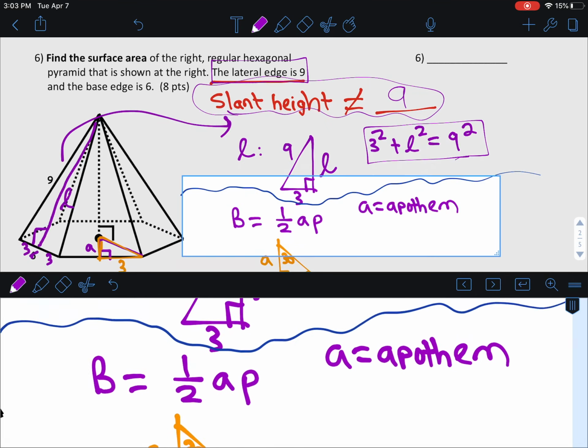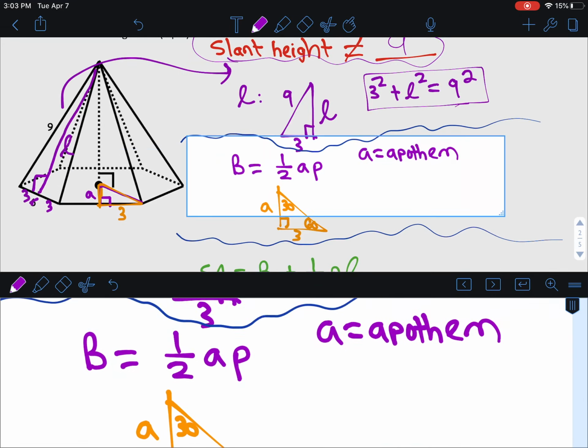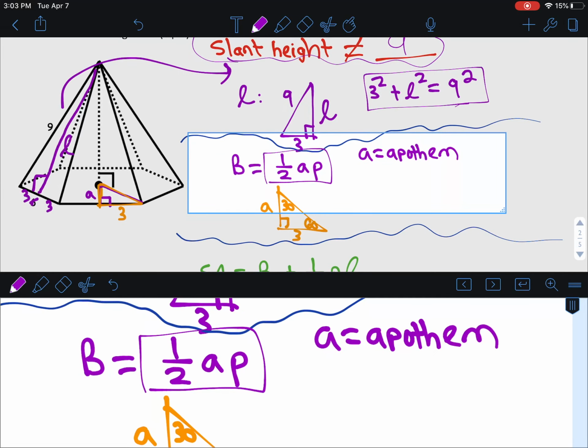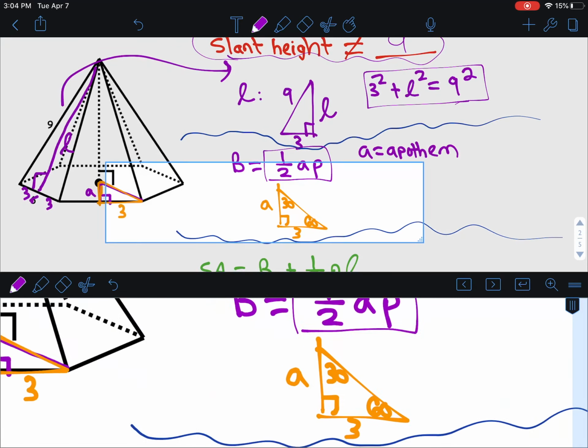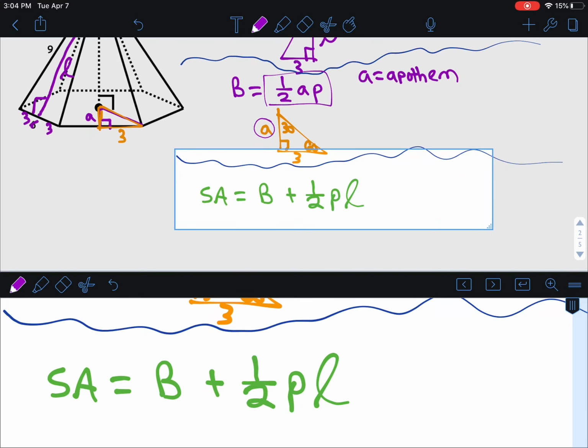And then once you find your slant height, you can move on to your base. Remember, your base is a regular hexagon. Remember, the area of a regular polygon is 1/2 apothem times perimeter of the base. It is a 30, 60, 90 in there, so you can find a hopefully pretty easily. And then you just use the formula.